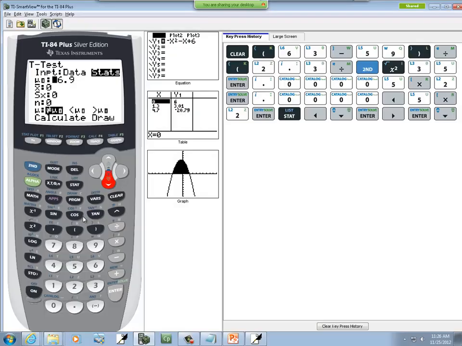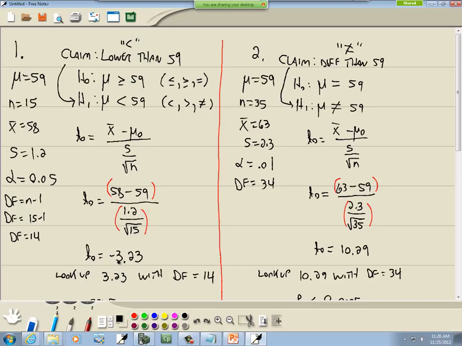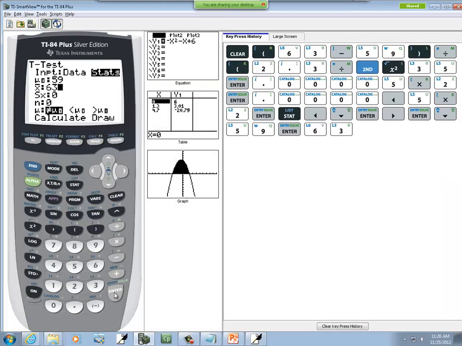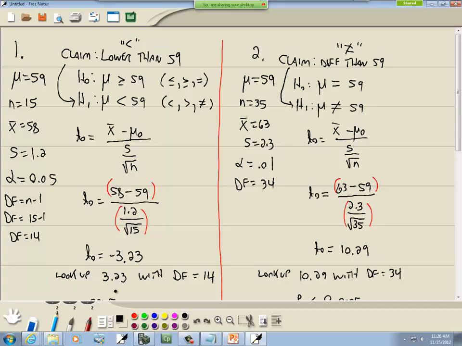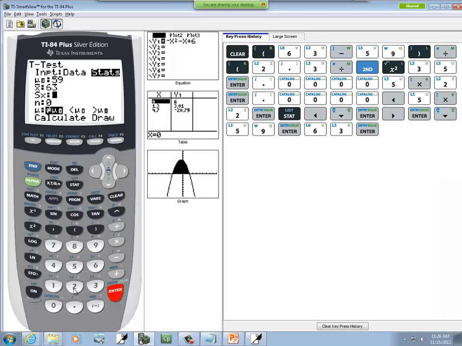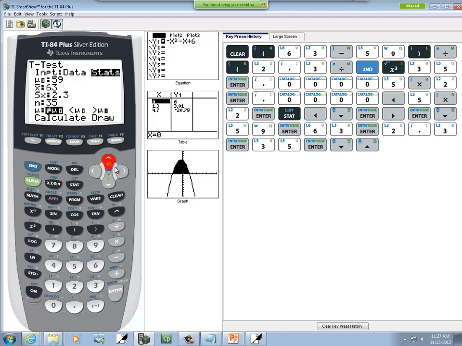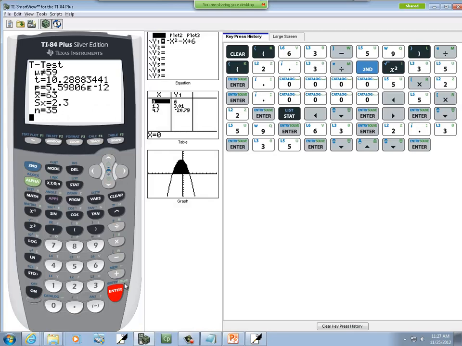Come down here, it's 59. X bar is 63. S is 2.3. N is 35. The symbol we're using here is not equal to, and now choose calculate. Look what our p-value is. 5.59806 e to the negative 12.